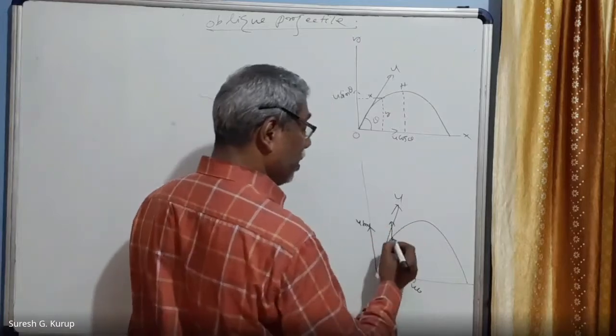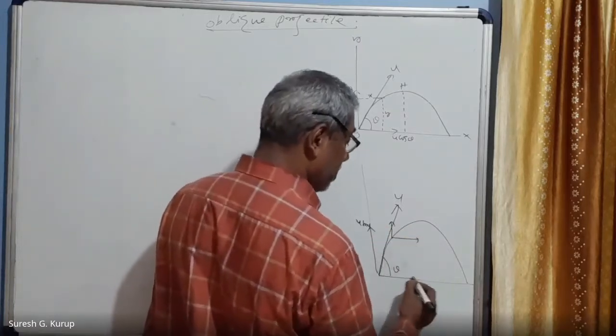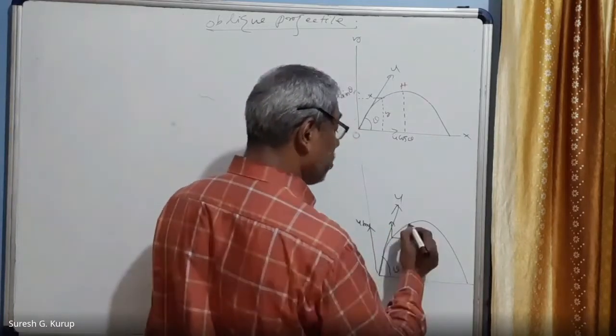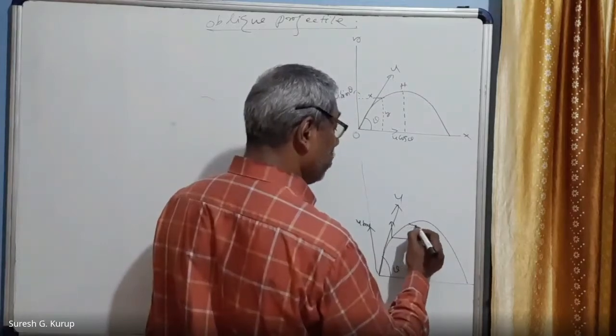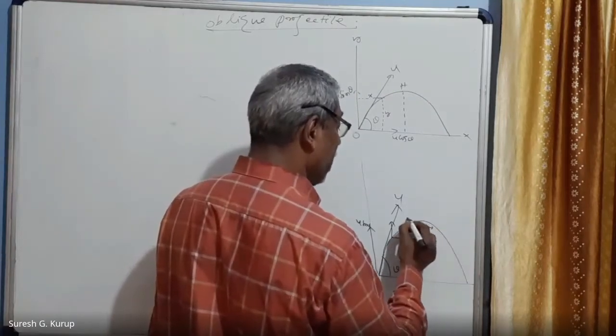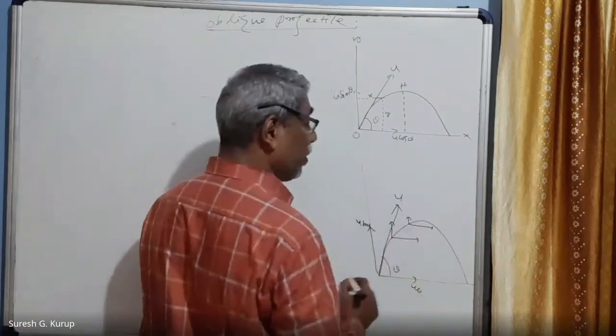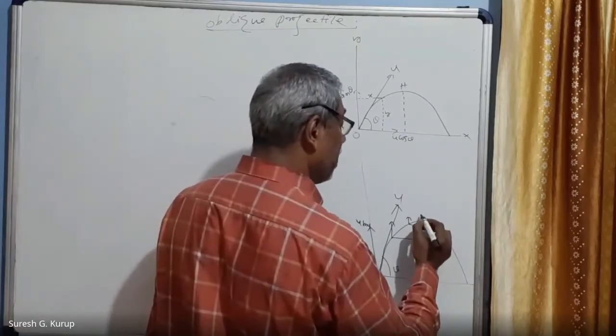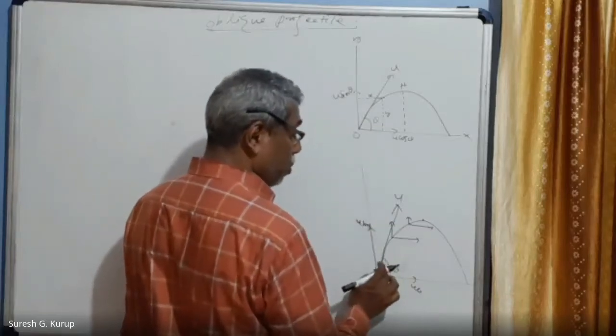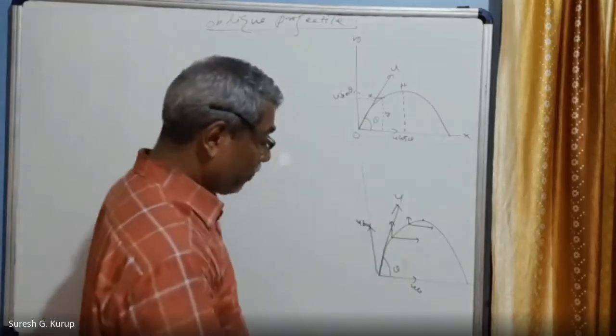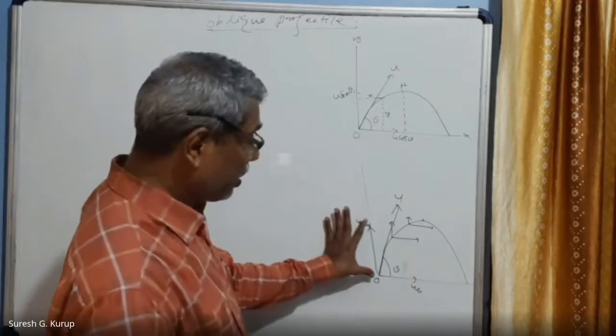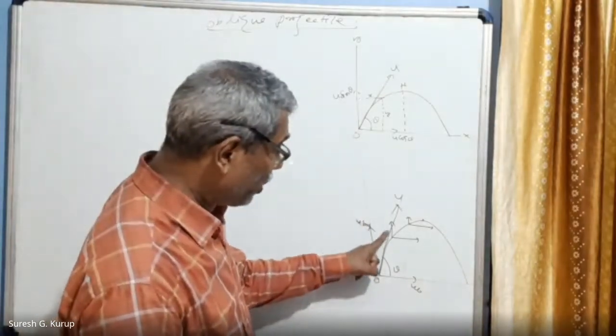And u cos theta will be same as it is this much. Again, when you come to this point, you see again u cos theta is same only, and u sin theta again reduced. At this particular point, u sin theta, this vertical component goes on. Earlier it was only this much, right? A large value of u sin theta vertical component. Now it goes on decreasing, decreasing, decreasing.